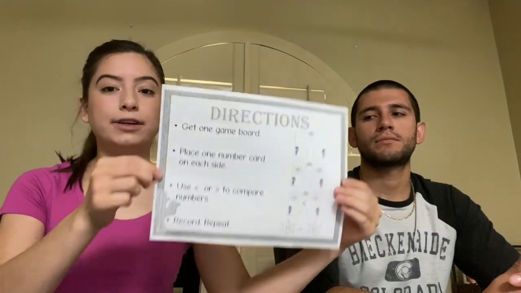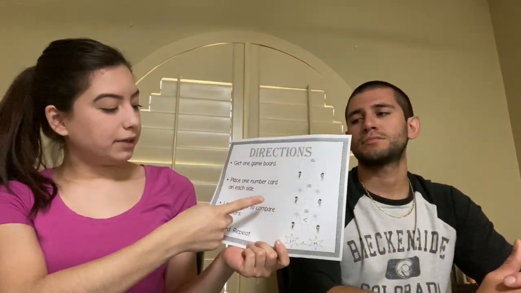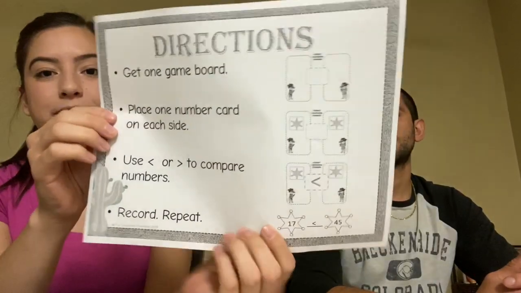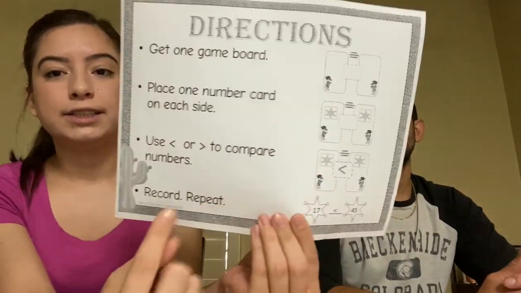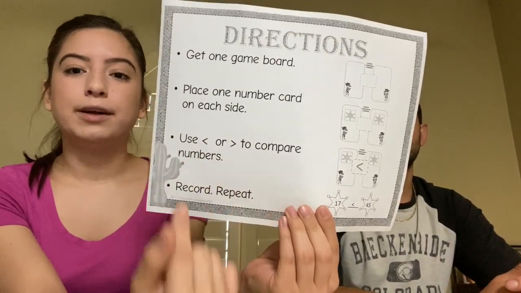Because now we're going to play a game where we are going to be comparing two numbers. If this was a real lesson and I was actually teaching students, I'd pair them up to play this game in pairs. First we have the directions. It says, get one game board, place one number card on each side. Use greater than, less than, or equal to compare numbers, record, and repeat.